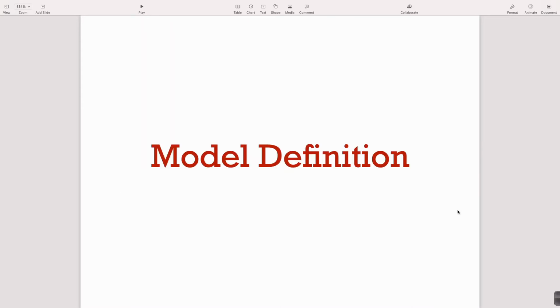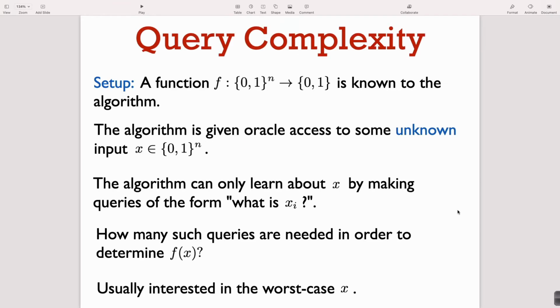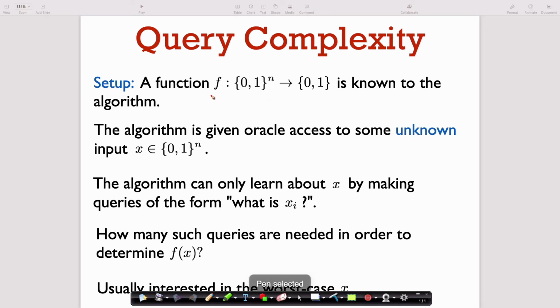Okay, now let's go into more specifics into how the query model is defined. I'm actually going to start off with the classical case. So in the query model, there's some function that we want to compute, and I'm going to call this function f. This function f is known to everyone. So everyone knows that this is the problem that we're trying to solve.